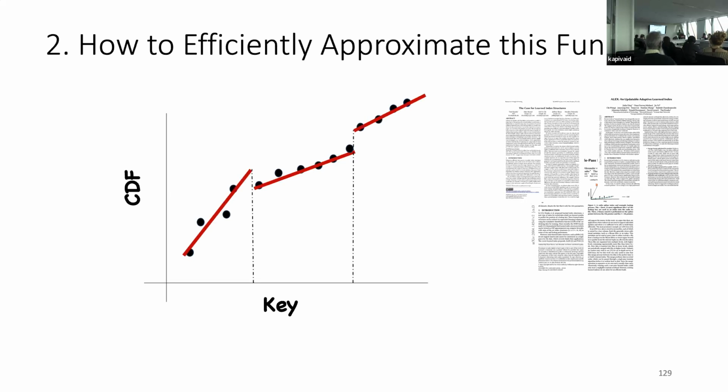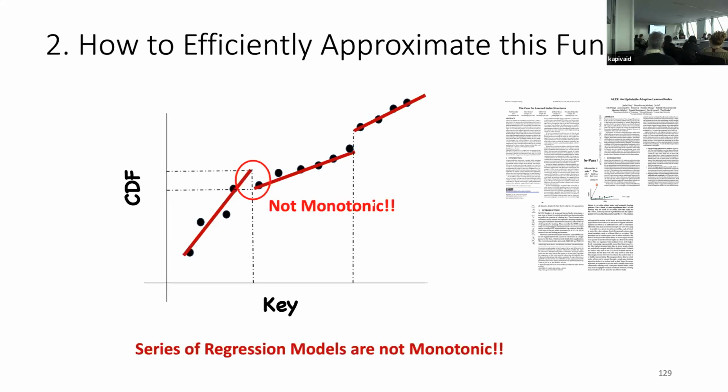But the reason we cannot use this approximation method for our use case is because these series of regression models are not actually monotonic. If you look at where the first model ends and where the second one starts, you can see that this particular region is actually not monotonic. And this cannot be used in our use case because then we'll get false negatives.